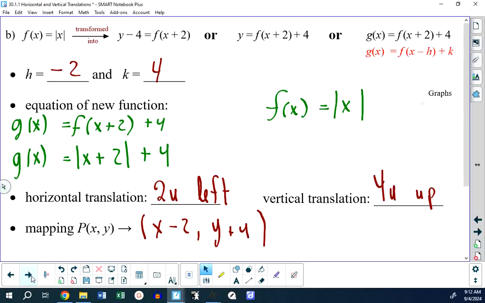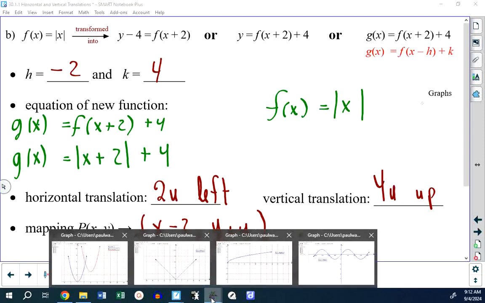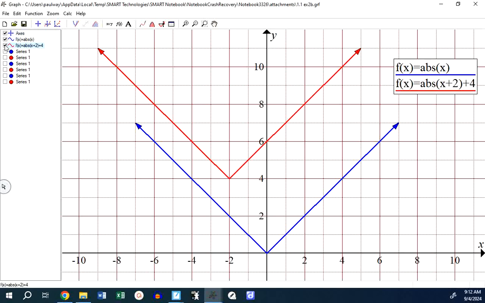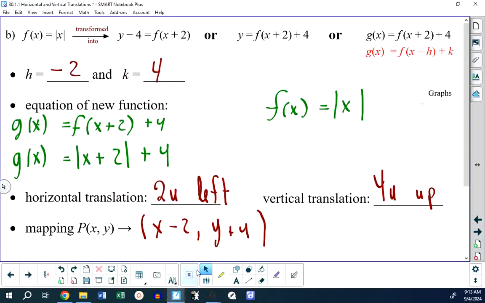So let's see if our prediction is right. I hope you're familiar with the absolute value of x as a function from Math 20. I'm not saying you should have known that's what it looks like, but when I show it to you, you go, oh yeah, I remember that. Okay? And I don't want to get into a discussion of absolute value here. That's not what's important. This is what it looks like. And when I graph the absolute value of x plus 2 plus 4, we can see that every point on the blue function has been shifted 2 to the left and 4 up. Any questions with B?